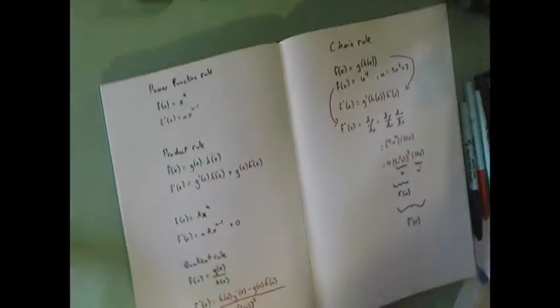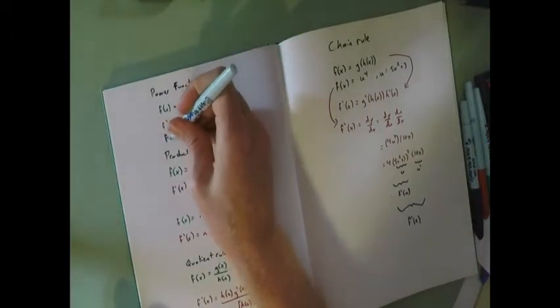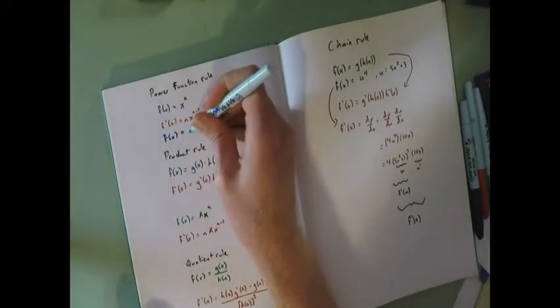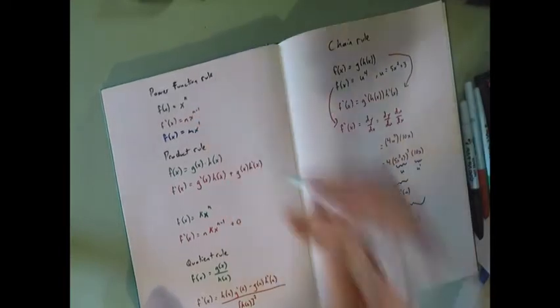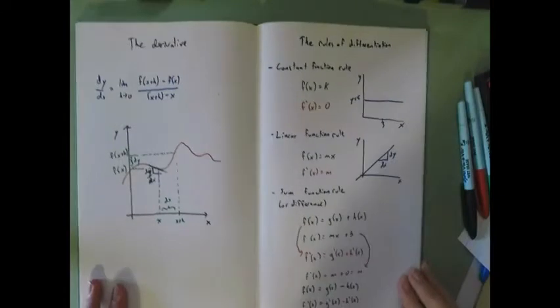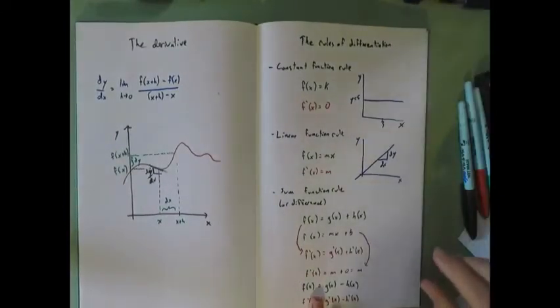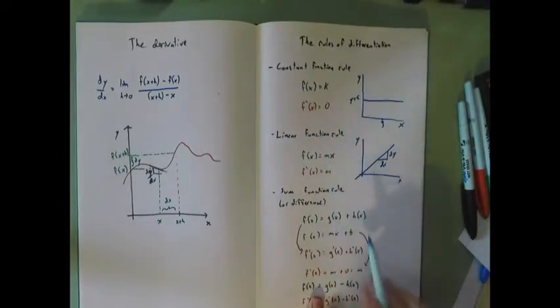The power function rule, so let's just set ourselves up for that. f of x, where we're looking at, say, m times x to the 1. But we'll come back to that. All right, we've got the constant function rule. Nice and easy. Slope is 0. Linear function rule. The slope is the slope term.